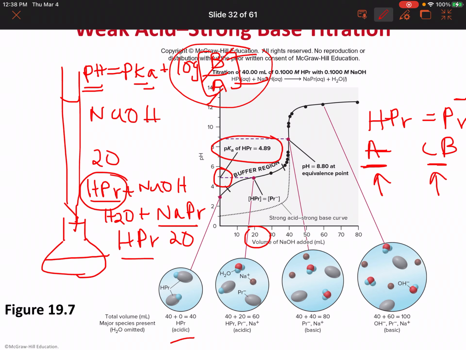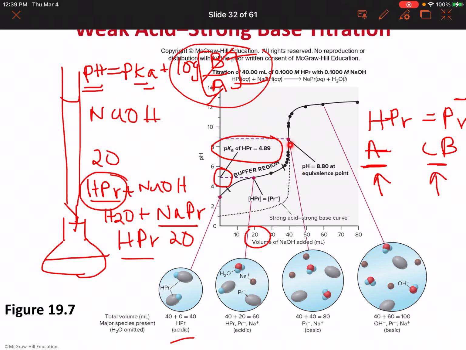Okay, so that's about the buffer region and how to find the pKa. And then you keep on adding your base. And then you add 40 milliliters of your base. At that time, what's going to happen? You see the equivalence point and the end point. So the equivalence point is not exactly at pH 7. It is going to be at a pH higher than that. 8.80 is the equivalence point.